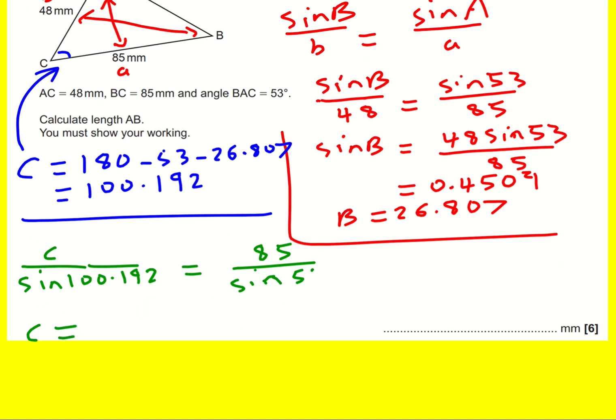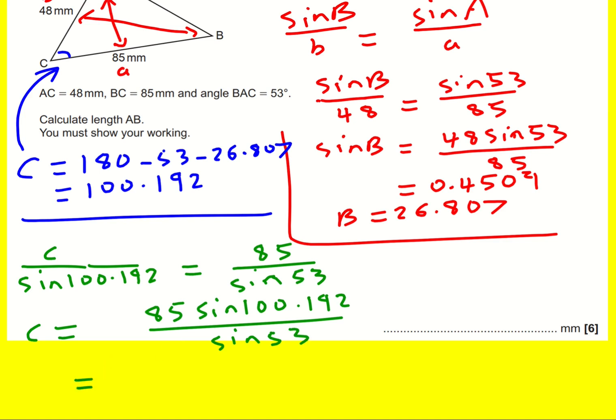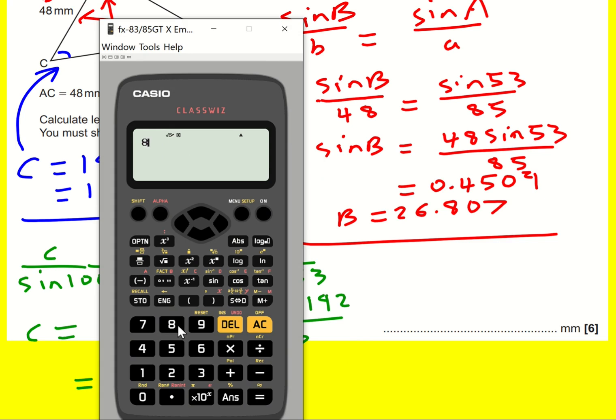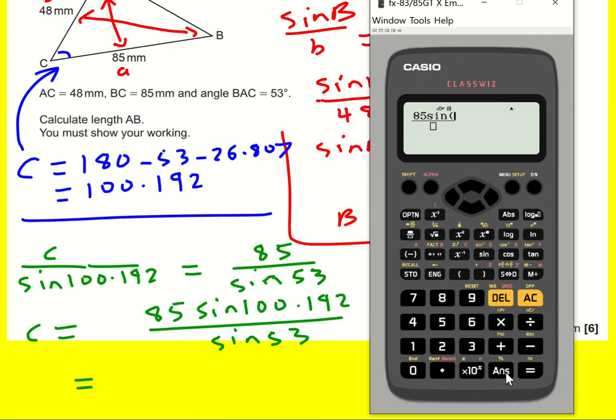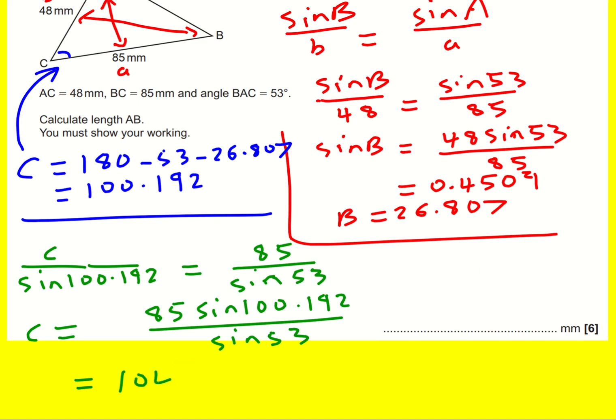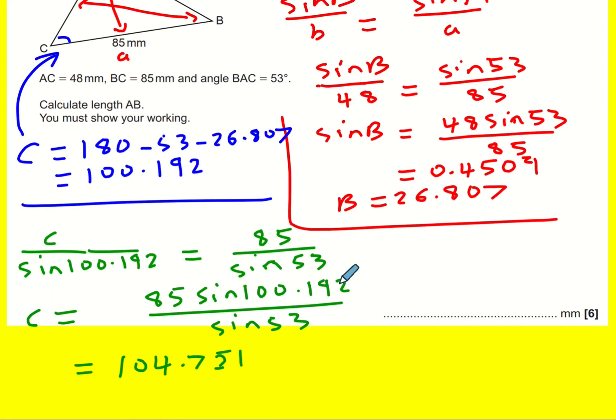And therefore C is going to be this over this. Again, I can just use the answer button, and we get 104.751. I don't know why I was doubting myself for a minute, that was correct, but it looks all right. And we'll round it to three significant figures, so 105 millimeters.